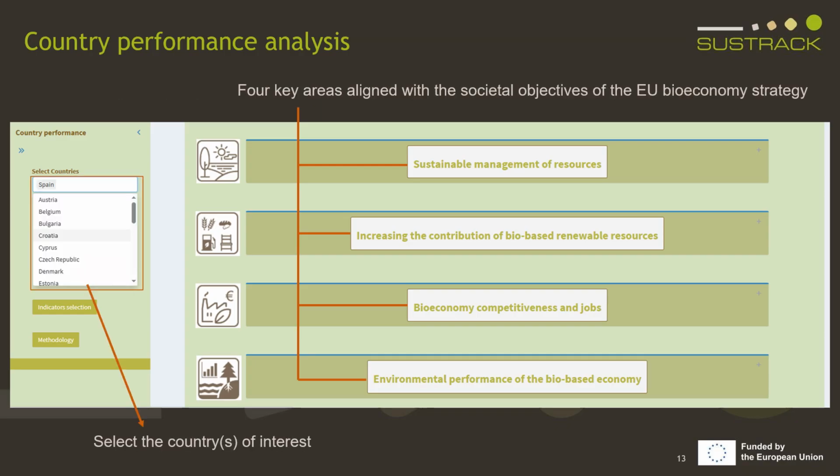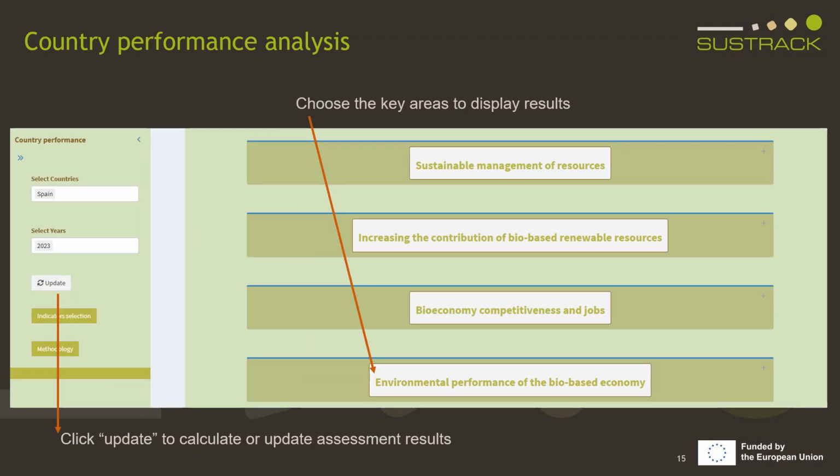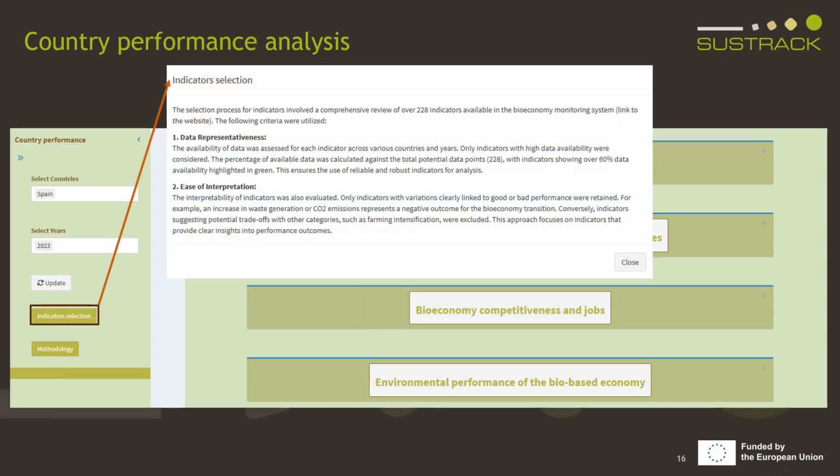Then the user can select the country of interest in the drop box on the left side, and also the years of interest. Finally, by clicking Update, the tool will calculate or update the assessment results for the selection. Further methodological detail on indicator selection or how the benchmark analysis is carried out can be found in the respective button, indicator selection and methodology.